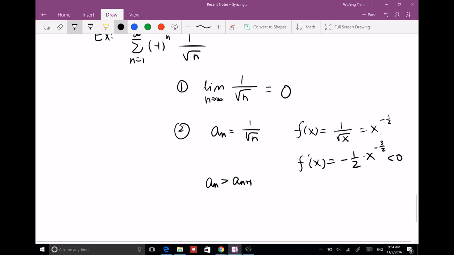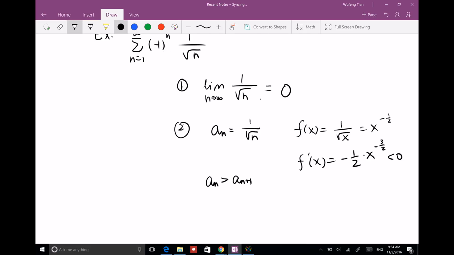So now I have the first condition, the nth term equals 0, alternating series. Second one, a_n is bigger than or equal to a_(n+1). So then we got this series here. Converges. Very good. So this one converges. Alright, very good. Perfect.